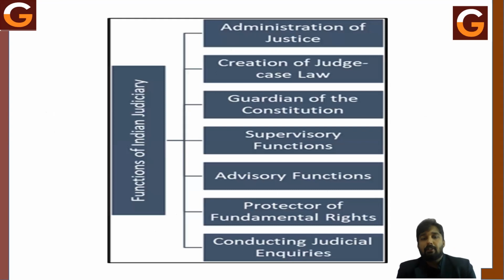Now, functions of the Indian judiciary. What functions do they perform when we talk about the Indian judiciary system? First is the administration of justice: the overall administration of justice has to be carried out according to the first role of the Indian judiciary, followed by the creation of judge-made law and case law. You never know what type of crime comes up. With the evolving world around us, we often see various types of crime.